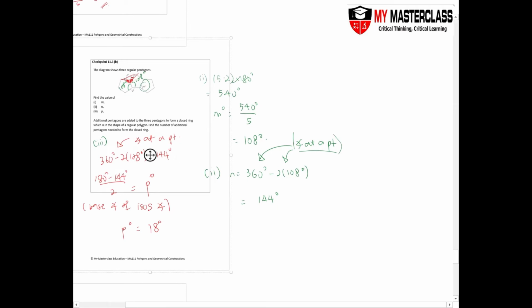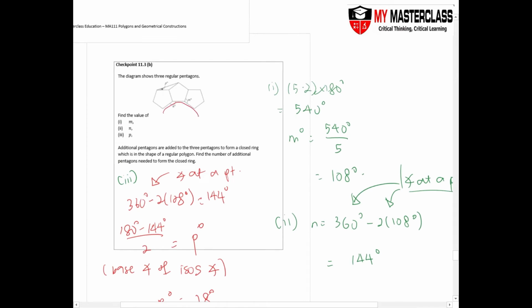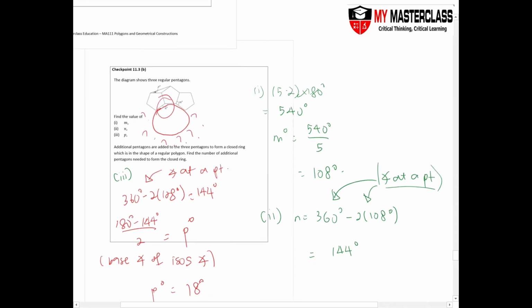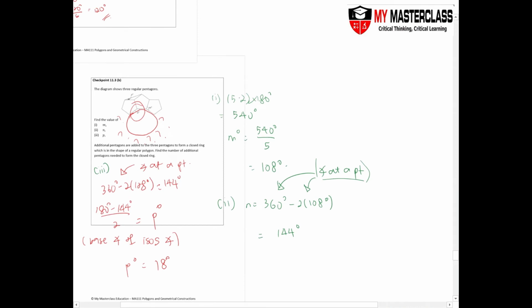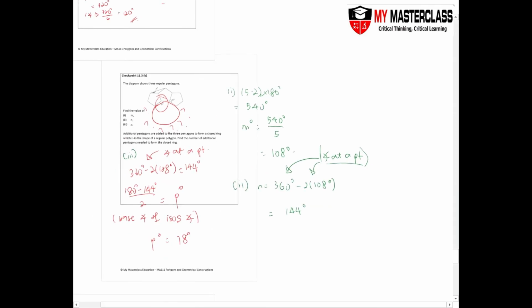Now, additional pentagons are added to the three pentagons to form a closed ring, which is in the shape of a regular polygon. Find the number of additional pentagons needed to form the closed ring. What they're trying to tell you here, let me erase in this diagram, is that I will form a closed ring here. So how many more pentagons do I need? What does this tell you? It tells you one corner is actually n degrees. So what does this actually mean?